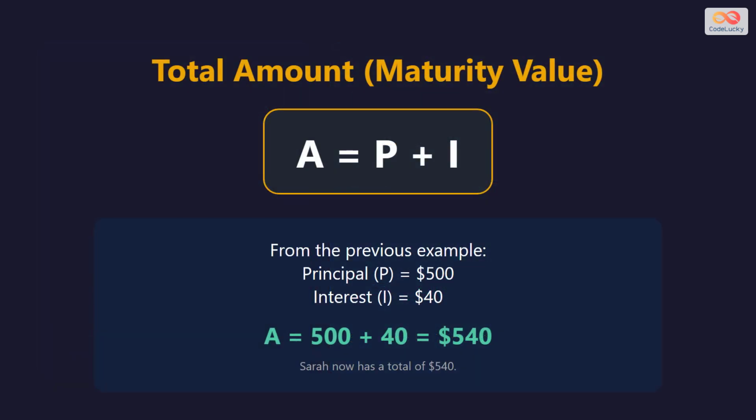Often, you want to know the total amount of money at the end, not just the interest. To find this, we simply add the principal and the interest together using the formula A equals P plus I. Using Sarah's example, 500 plus 40 equals $540.